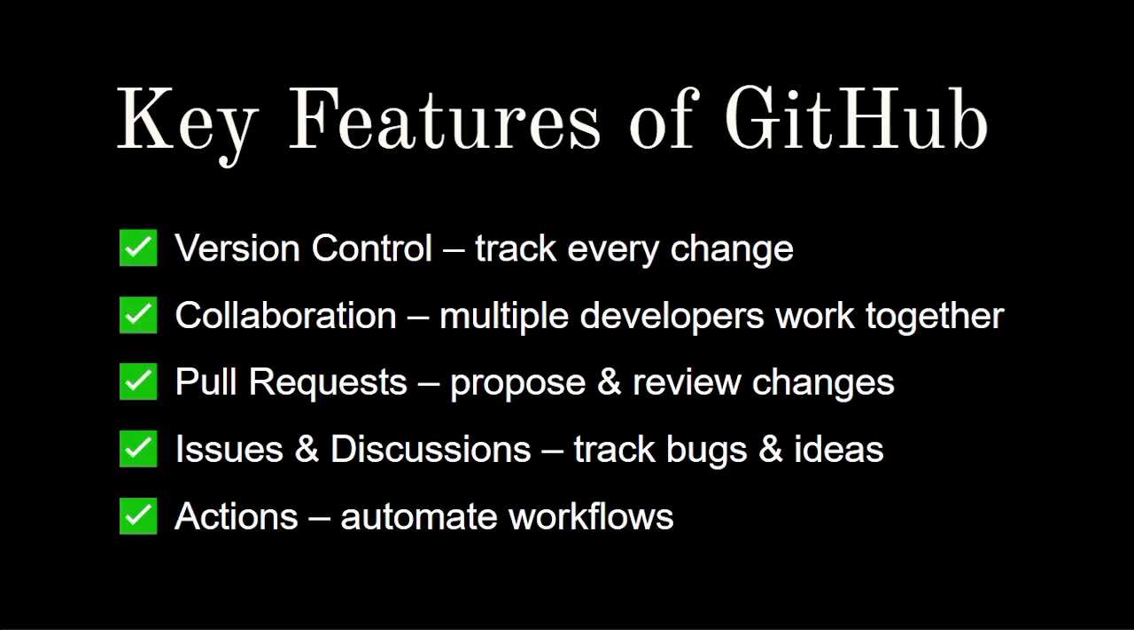Now, what are the key features of GitHub? It is a version control, which means it tracks every single change which you have made in your code. It makes collaboration easy. Multiple developers can work together. It helps create pull requests, which means you can propose or review any change in your code. It helps with issues and discussions. You can track bugs and you can propose your ideas. It helps automate workflows.